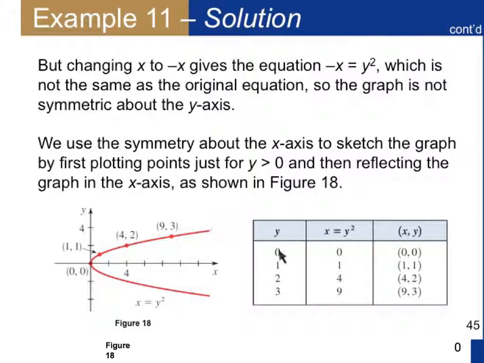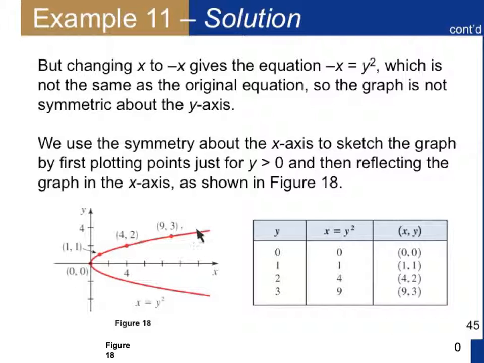Think about using y's that are positive, and we get some points here. When y is 0, y squared is 0, so x is 0. And when y is 1, y squared is 1, so x is 1, so we have (1, 1) and (0, 0), two points. And then when y is 2, x is 4, because we're squaring y to get x. And when y is 3, x is 9, so we have the points (4, 2) and (9, 3) as well. And then this thing would keep going. There should be an arrow there.